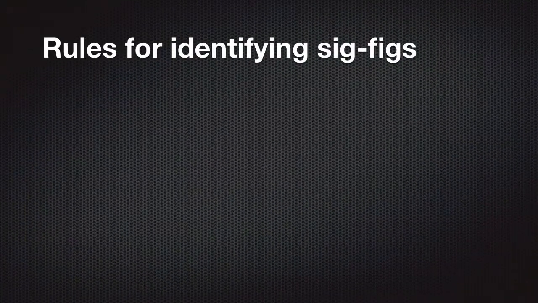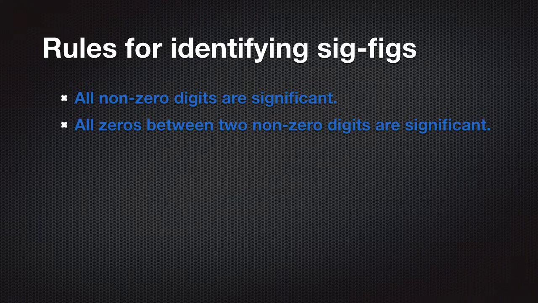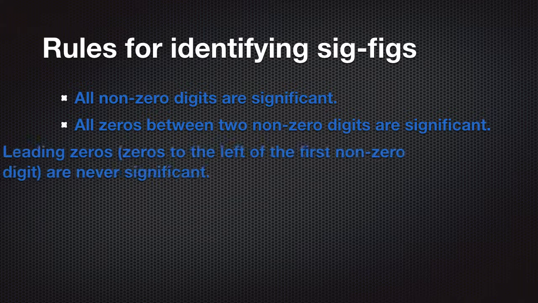So let's talk about identifying significant figures first. There are 4 rules for identifying significant figures. In any measurement that you see, all non-zero digits are significant. Also, all zeros between 2 non-zero digits are significant. And that doesn't matter how many zeros there are. As long as they're bookended by 2 non-zero digits, a non-zero digit on the left and a non-zero digit on the right, then those zeros are going to be significant.